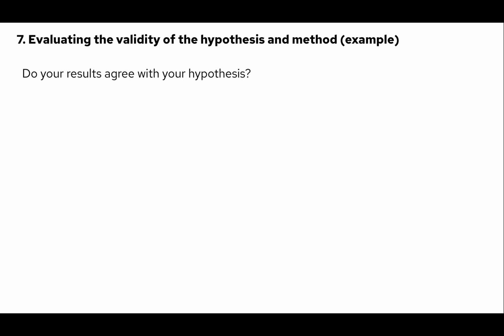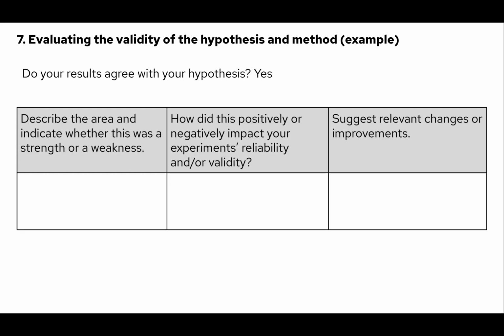So first, do my results agree with my hypothesis? And yes, they do. Now I'm going to make my table. Again, the table just makes it look a lot clearer and organized. So I have my 3 columns. And again, the first column is the area that's either going to be a strength or a weakness.